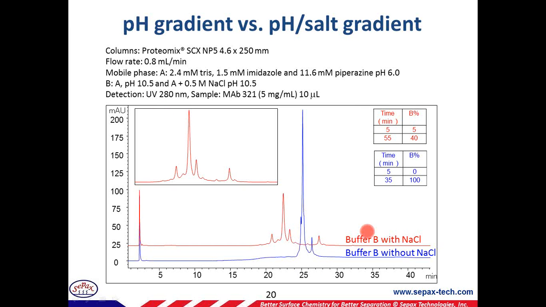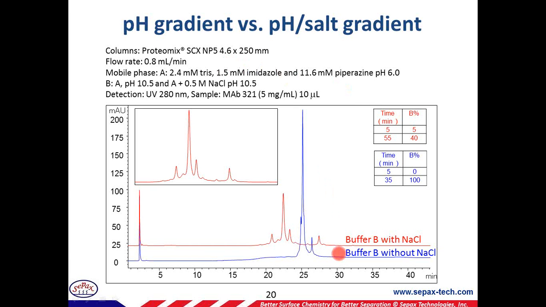This is a comparison between a pH gradient and a pH and salt gradient. The three-component pH gradient comes from a paper published by Genentech researchers. They did a very extensive study on this three-component buffer system on a class of their mAb separations, and it worked really well. There's a lot of discussion on concentration dependence and things like that. We took a little easy way out. We borrowed the three-component buffer system and ran it on our ProteomIX SCX MP5 column.